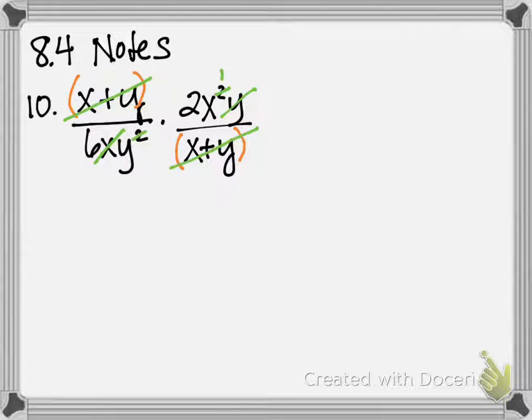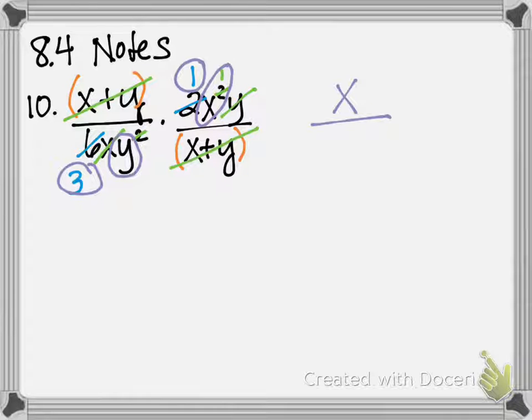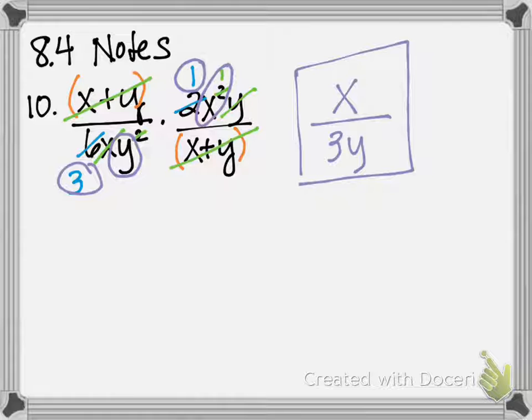And then you're going to reduce 2 over 6 to be 1 over 3. So when you rewrite that, if you look at everything on the top, you have 1 x to the first, so that's just x, divided by 3 y to the first, so that's just going to be 3y, and that is your answer.